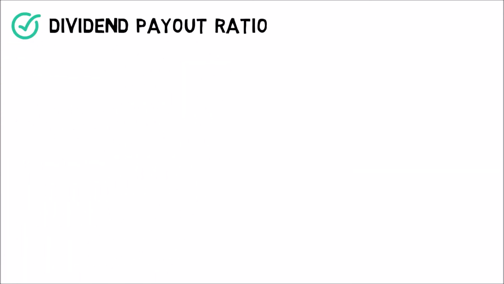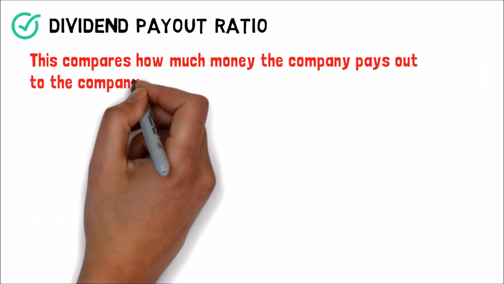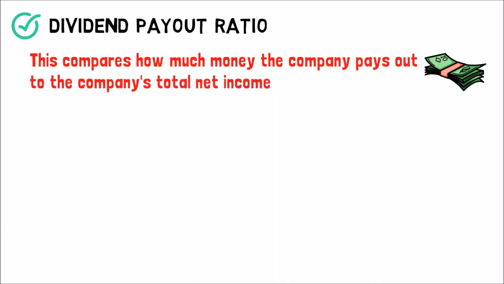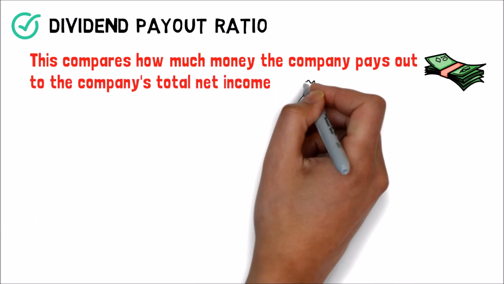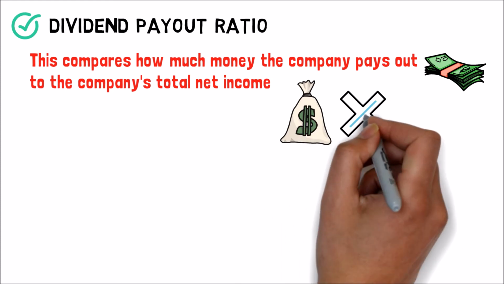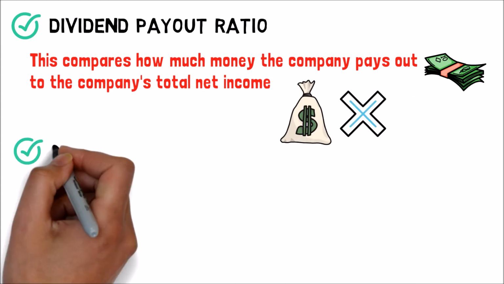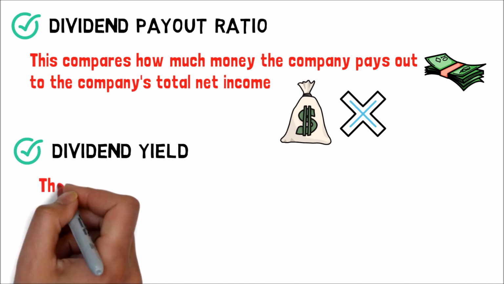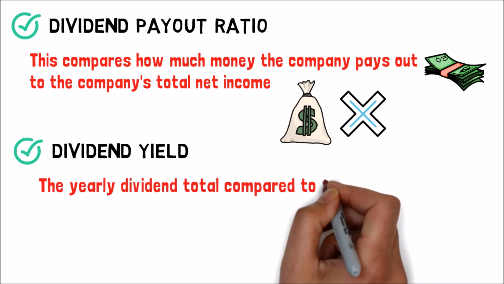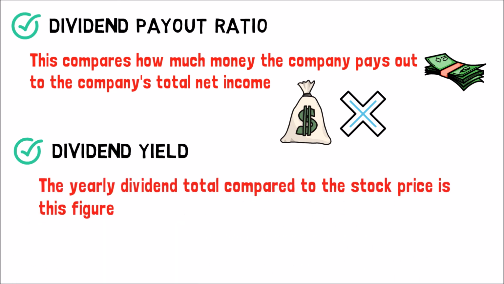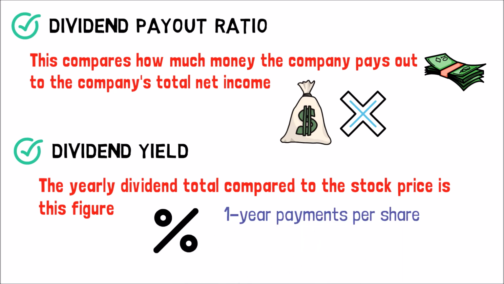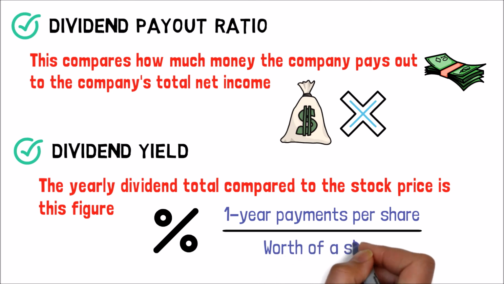Dividend payout ratio. This compares how much money the company pays out to the company's total net income. It also accounts for any money that is not paid out but is saved instead. Dividend yield. The yearly dividend total compared to the stock price is this figure. It's expressed as a percentage. Divide 1 year's payments per share by the worth of a share to calculate it.